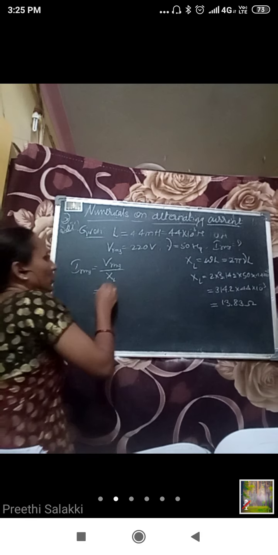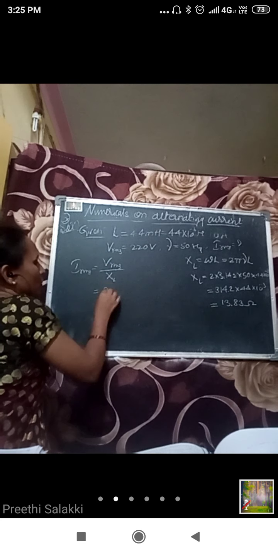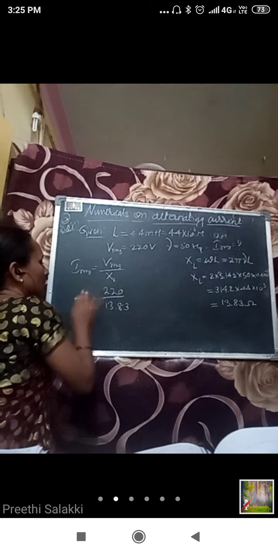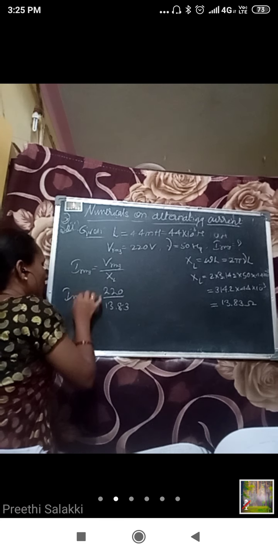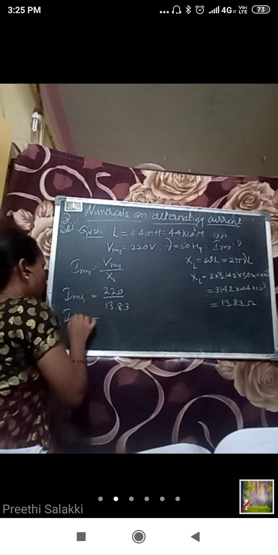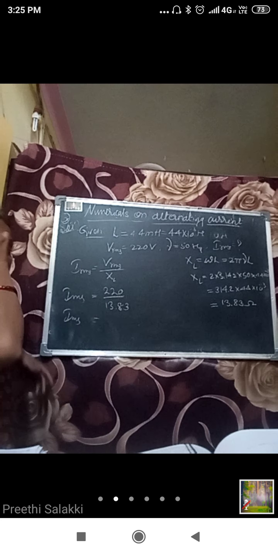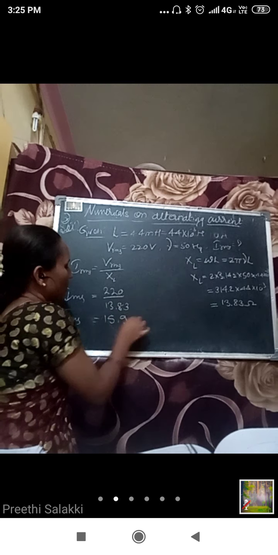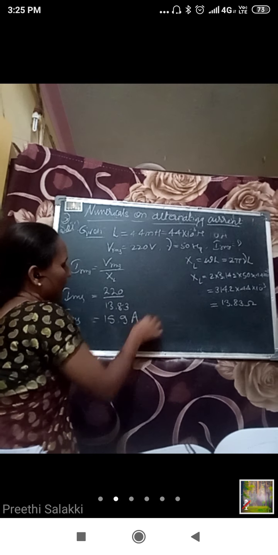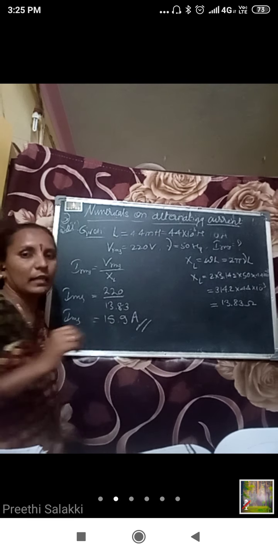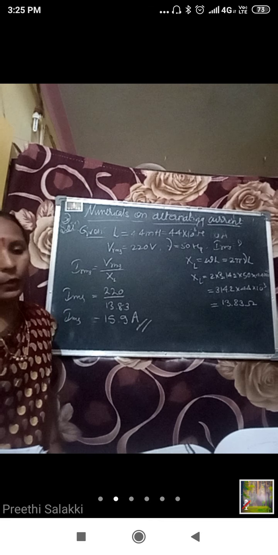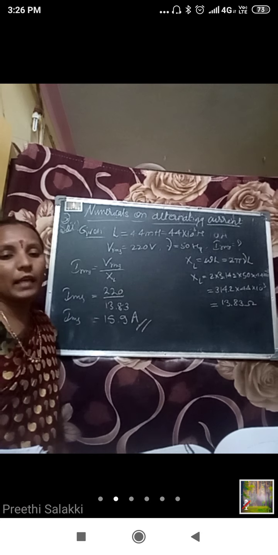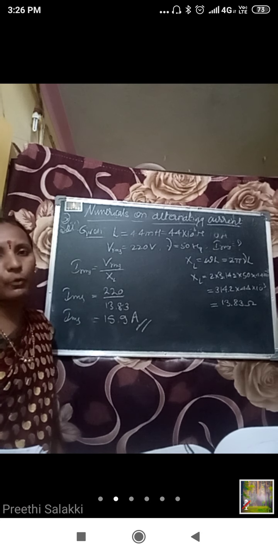Use this value here now. VRMS is 220 and this is 13.83. This comes to be IRMS, which we need to calculate now. The value after dividing comes to be 15.9 ampere. Check well using your calculators. 15.9 ampere is the answer for your third question.